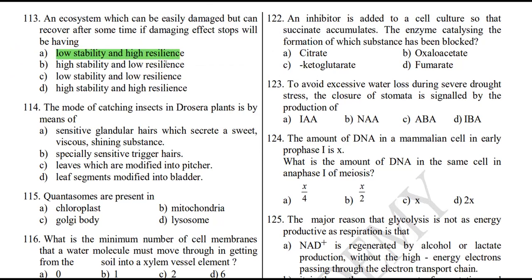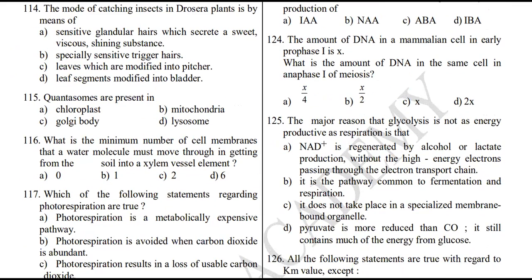Okay, the next question. The mode of catching insects in Drosera plants. Drosera plants are actually purplish, or we can say pinkish in color. They will trap the insects inside it. Why do they trap it? Because they have a gland-like structure with very sensitive hairs, and they secrete sweetish substances that are sticky, viscous, and very shiny in nature, so that the insects get attracted to it, and that is how Drosera plants catch insects. So the answer is going to be option A.